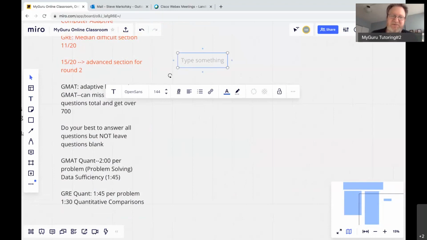So when I'm saying 2 minutes per problem on, say, the GMAT quantitative, that's an average. You might find that there's a really tough question that you've got a pretty good chance of getting right. For something like that, maybe it's okay to allow 2.5 minutes, but you don't want to allow like 3 or 4 minutes.